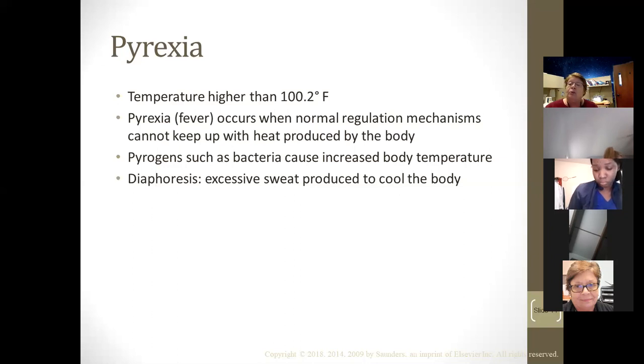Pyrexia occurs when normal regulation mechanisms cannot keep up with the heat produced by the body. So pyrogens, bacteria, pyrogens meaning we generate heat. Bacteria causes increase in body temperature. And then diaphoresis. Diaphoresis is excessive sweat. This is another word that you're going to see a lot. Diaphoresis. Excessive sweat produced to cool the body.